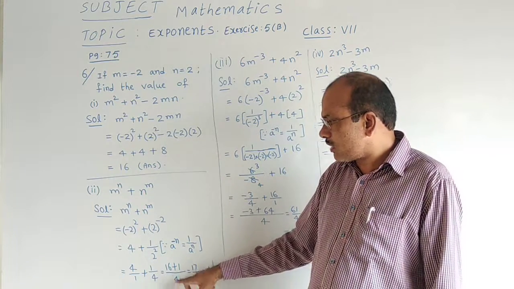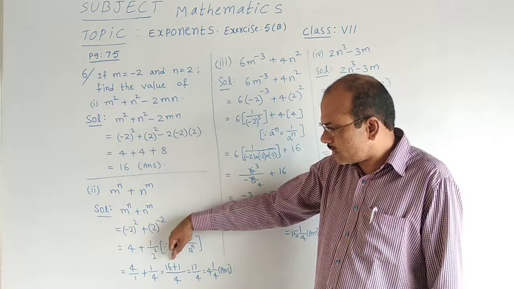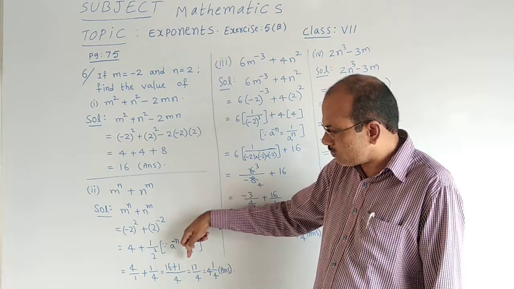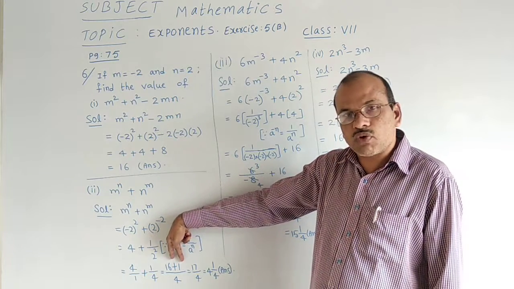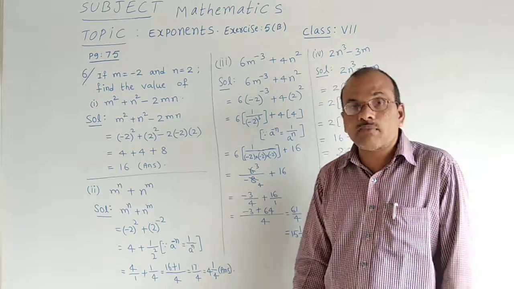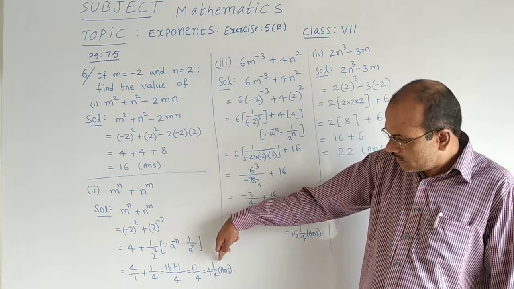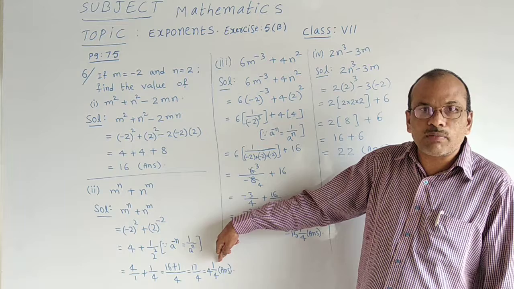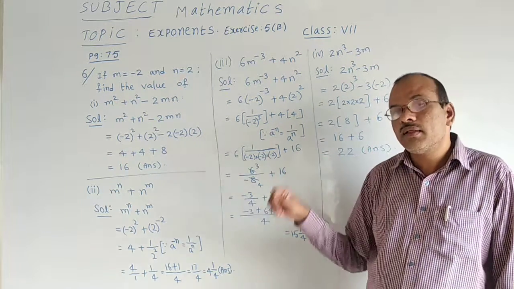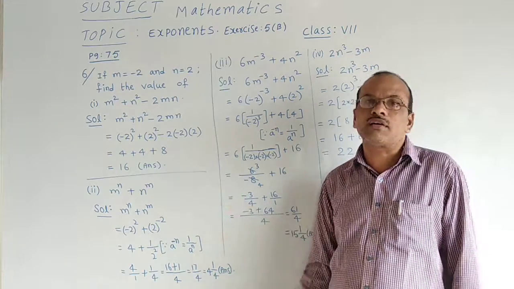In this 4, 4 times 4, 4 4s are 16, plus 4 in this 1, 1 time 1, 1 1s is 1. 16 plus 1, the answer is 17 by 4. This can be written as a mixed fraction like this, 4 and 1 by 4. 17 by 4 written as 4 1 by 4. This remains the answer for the second one.